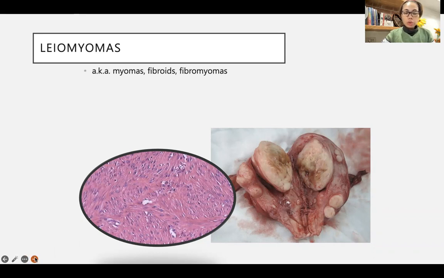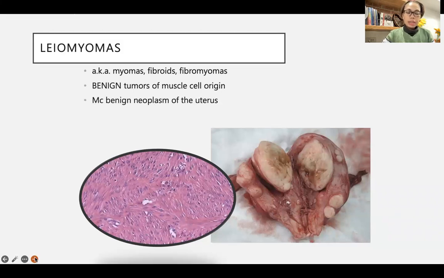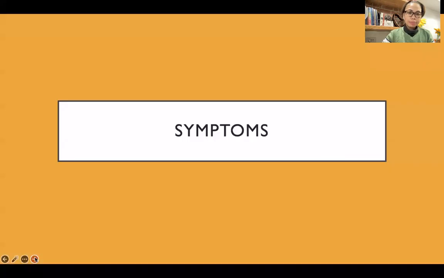This is also known as myoma, commonly fibroids or fibromyoma. These are just benign tumors of muscle cell origin. And as I mentioned earlier, this is the most common benign neoplasm of the uterus. It can occur in 80% of African Americans, while 70% of whites.